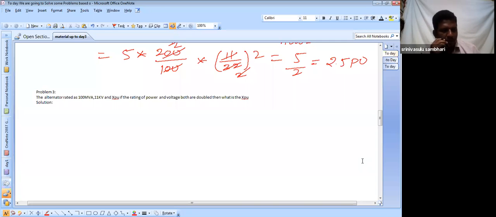Are you getting my point? Here the alternator is rated 100 MVA, 11 kV. The reactance is X per unit. If the power rating in MVA and the voltage rating are both doubled, then what is the X per unit? Do it yourself. I will give 2 minutes. Everybody tell the answer. What is the answer? Same formula, what you used in the above.